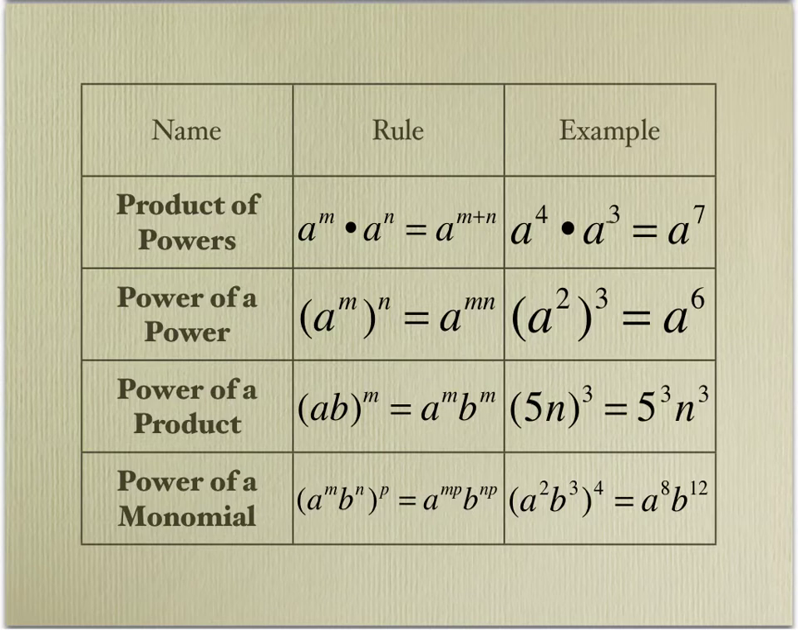All right, and here we go. The last rule is the power of a monomial. And again, this is really just saying that whatever powers we have on the inside of the parentheses, if you're taking a power on the outside, that means that the exponent has to be multiplied by each of those. So here's an example. And notice with the a variable, it's a to the 2 times 4, b to the 3 times 4. Now, these are kind of strange.